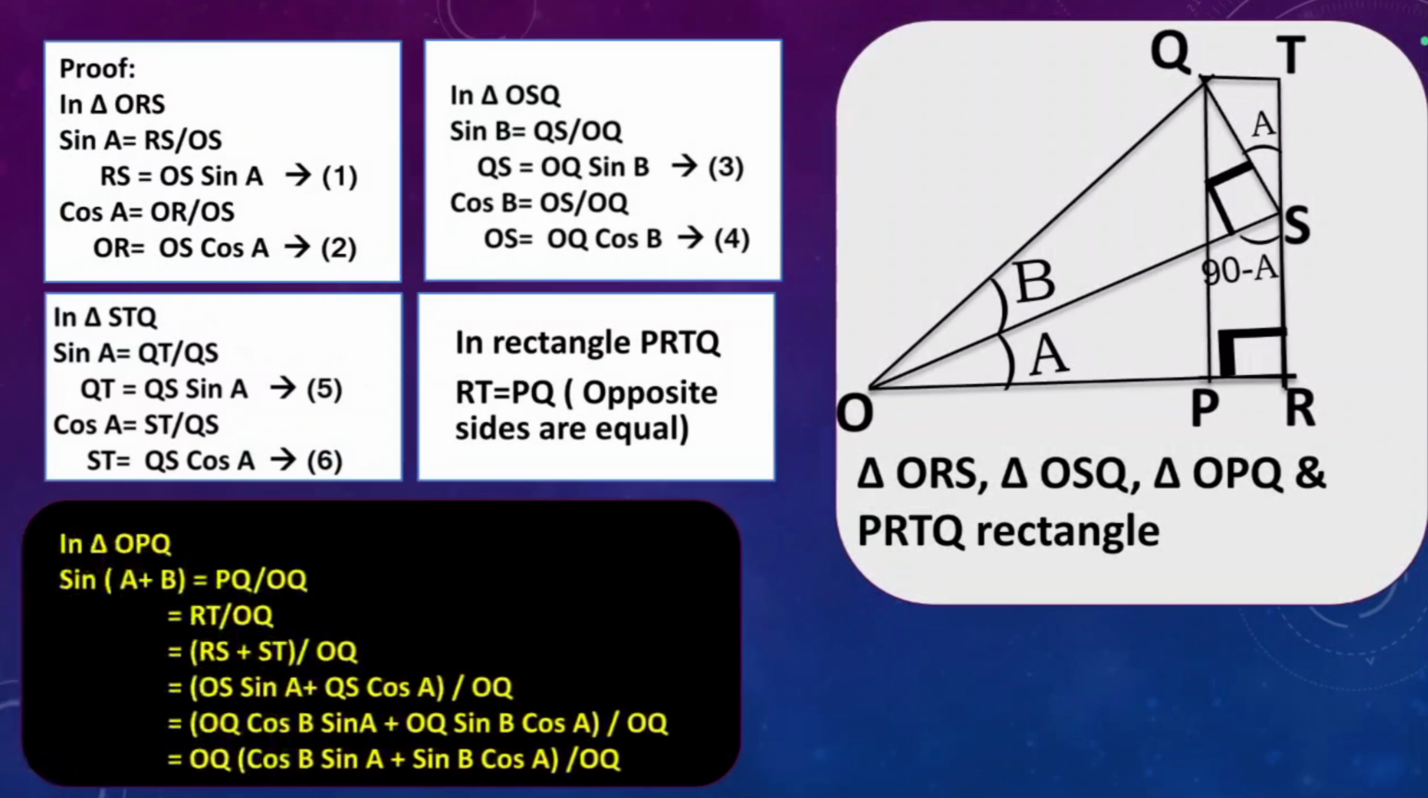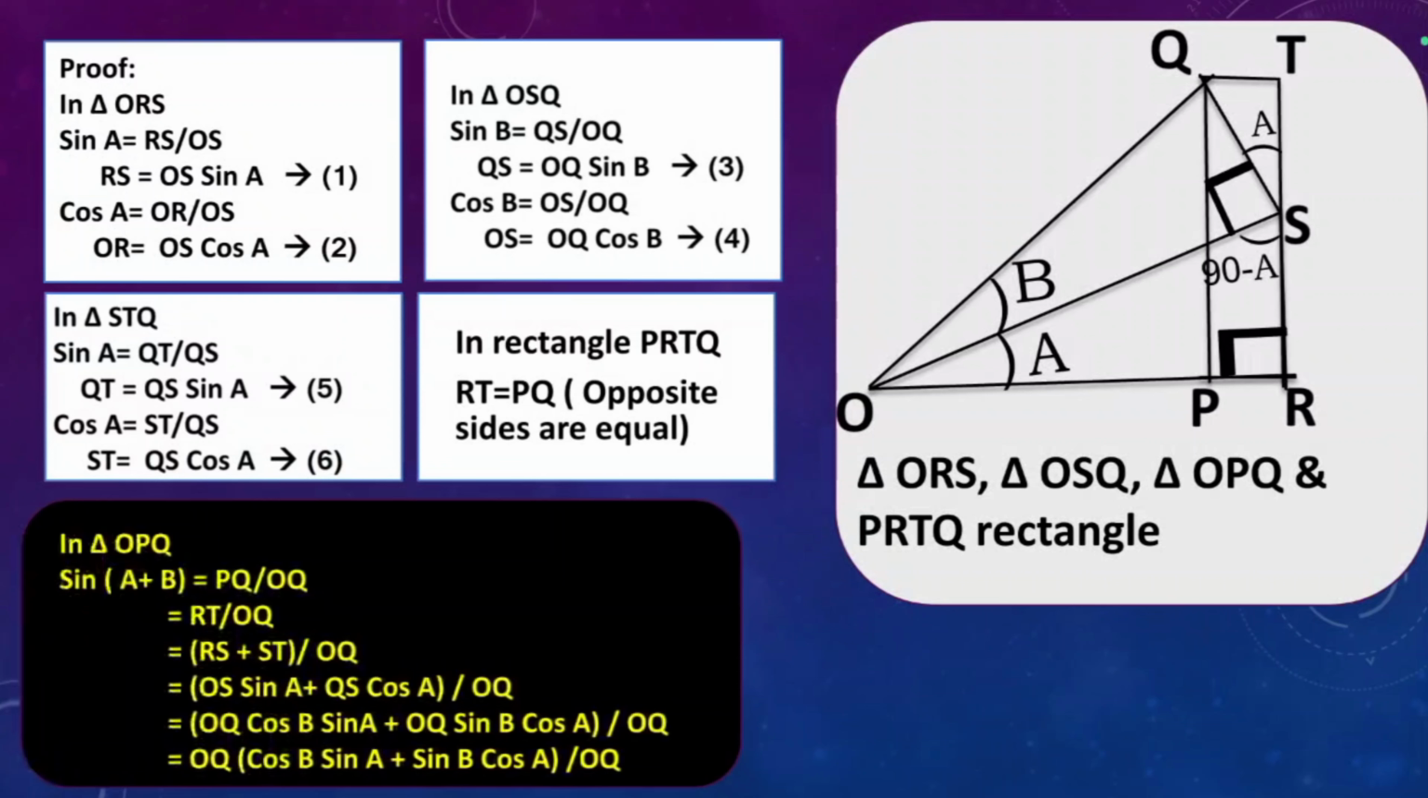For this angle A and B, what will be the opposite side? PQ by OQ will be the ratio for sine. PQ can also be written as RT, whereas RT has been bifurcated into RS and ST. The third step you can see. Let us go to the fourth step, where the RS value is taken from equation 1 and the ST value from the 6th equation. So we have written OS sin A plus QS cos A, by OQ.